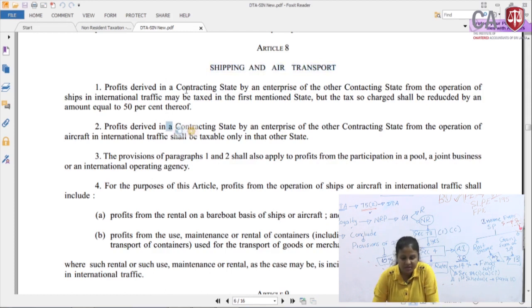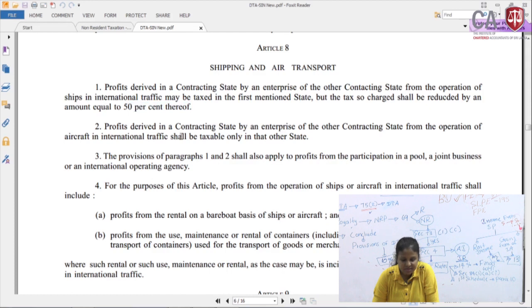Article 8. Profit derived in the contracting state by an enterprise of the other contracting state from the operation of ships in international traffic may be taxed in the first mentioned state. That means if it is Singapore and Sri Lanka, if it is done in Singapore, it will be taxed in the first mentioned state. But the tax or charge shall be reduced by an amount equal to 50% thereof.